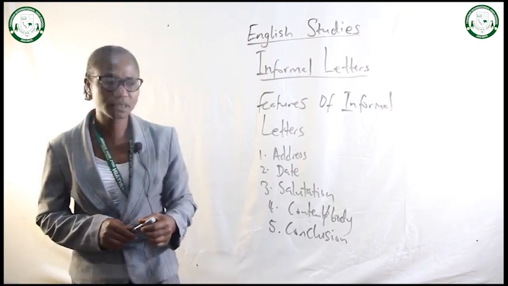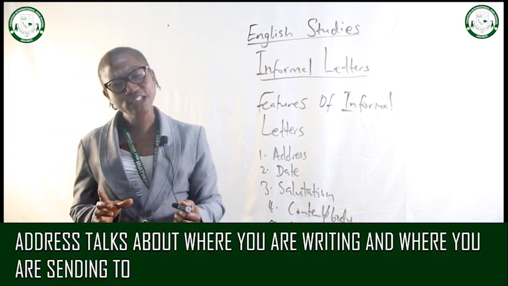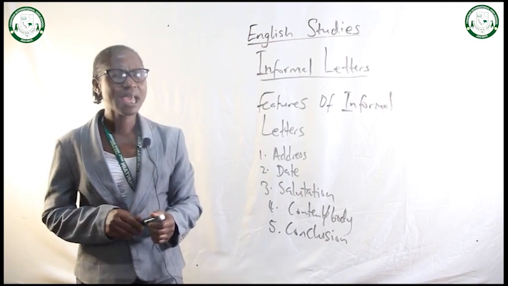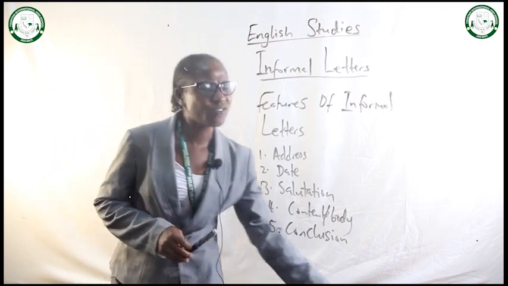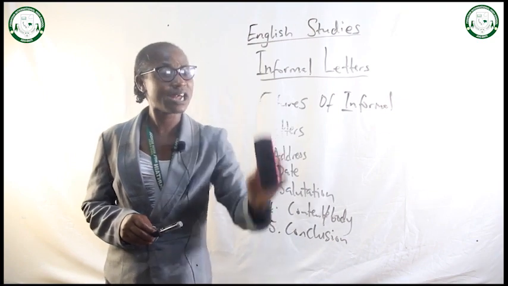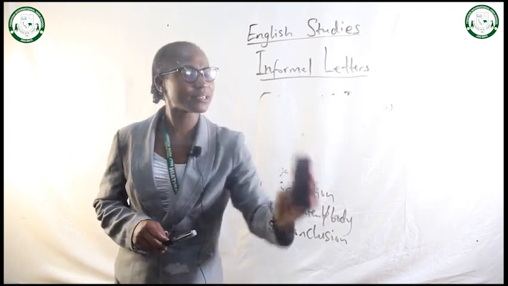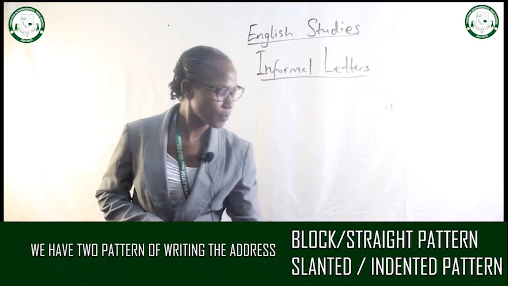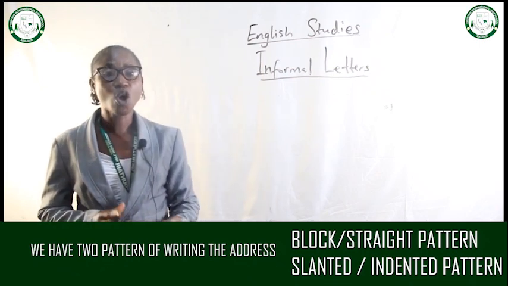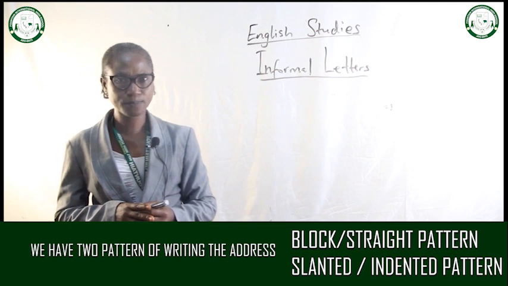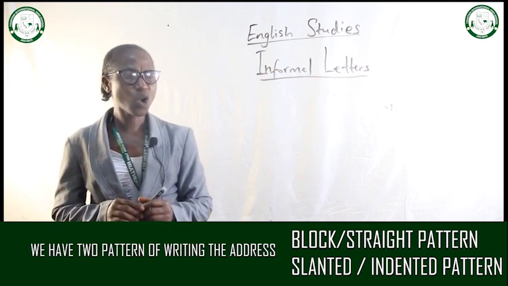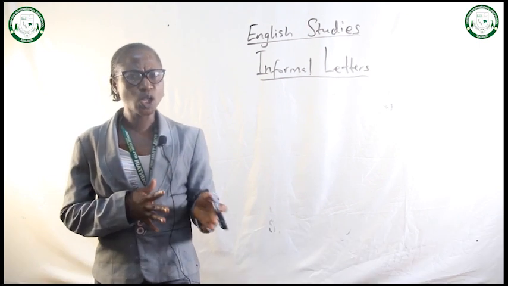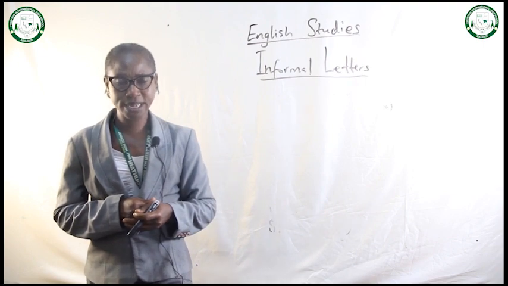I'll begin with the address. The address talks about the place where you are writing and where you are sending your letter. Apart from that definition, we have different patterns of writing the address. Specifically, we have two patterns. We have the block pattern that we could call the straight pattern, and the slanted pattern, otherwise called the indented pattern. Apart from these two patterns of the address, we also have two methods of writing the address. That is called the open method and the closed method.